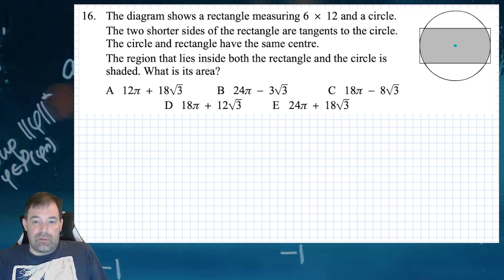The diagram shows a rectangle measuring 6 by 12 and a circle. So my guess is we're going to have to join those up. And we know that the diameter of the circle is the same as the length of the rectangle. So we know that this is going to be 6, and this is going to be 6.